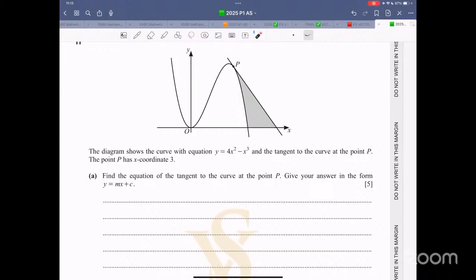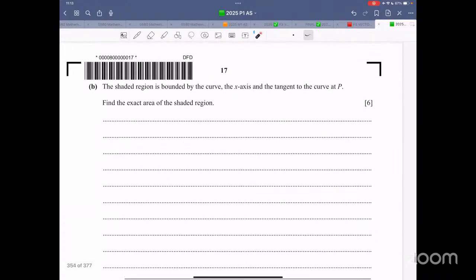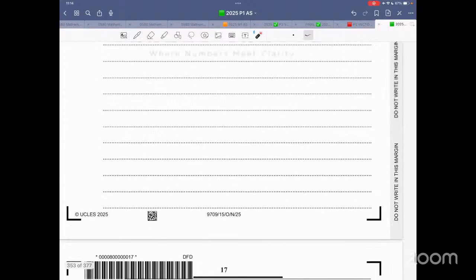First, read the whole question. Find the equation of the tangent to the curve at P. Give your answer in this form. Perfect, easy. The second one, and just don't be overconfident. That's also a piece of advice. The shaded region is bounded by the curve, the x-axis, and the tangent to the curve. Find the exact area of the shaded region.